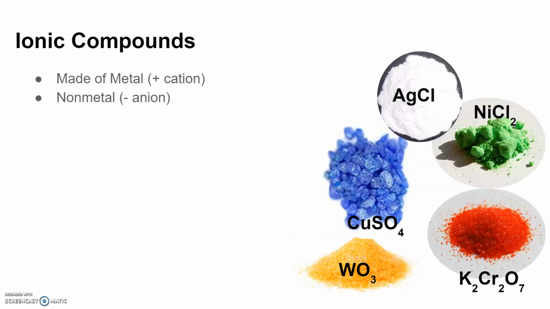So what are ionic compounds again? Remember, they're made up of metals, which have a positive charge. They're called cations, metal cations, and non-metal anions. And here are some examples, and we looked at properties of ionic compounds last week.